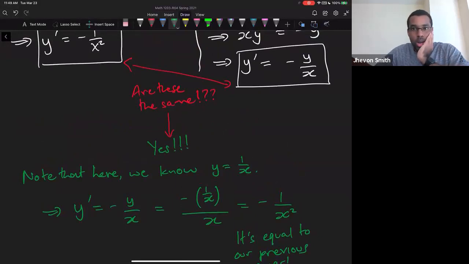They're both correct. It's just that one of them has y's as a part of the answer, while the other one doesn't. Now, if I knew how to find the y, then I could plug in the expression for y, and I would get the same answer I would have gotten anyway, right?